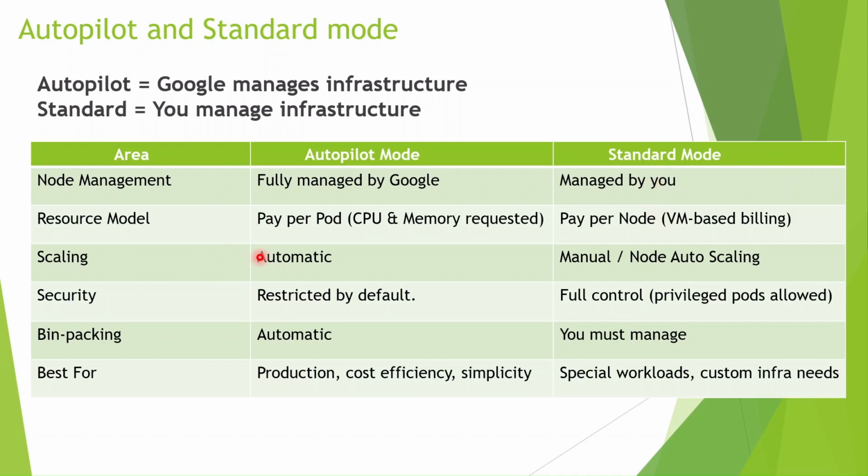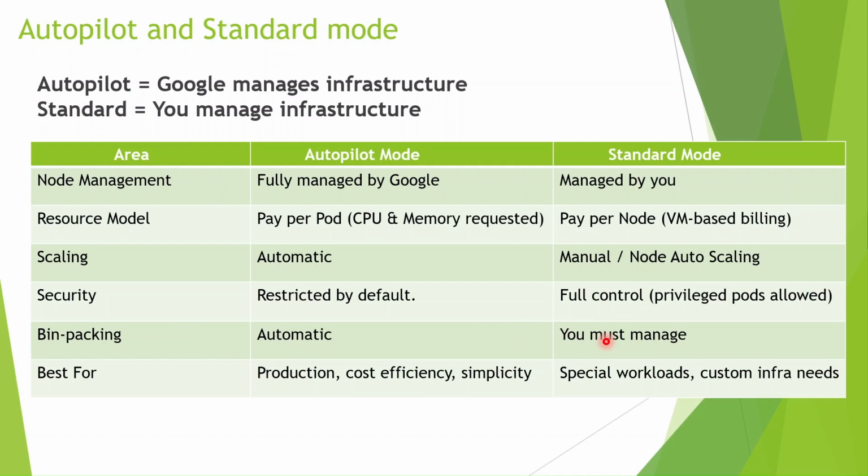And in Autopilot, scaling is automatic. In Standard you have manual scaling, or you can even configure autoscaling also. Security: Autopilot is more restricted by default. In Standard we have full control. Like if you want to run a privileged pod or want any root access, you can use Standard mode. Bin packing is automatic in Autopilot, and in Standard you must manage it.